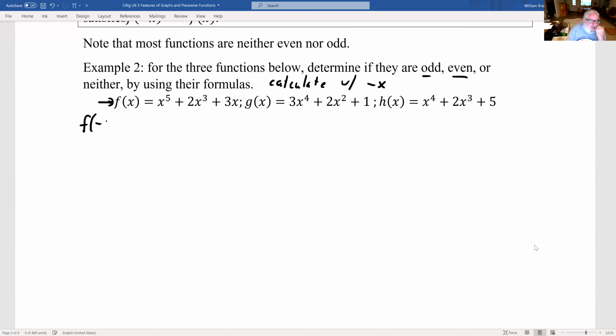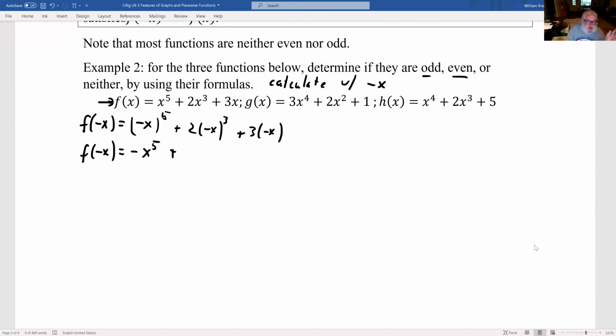So what we do is say, well, what's f of minus x? That would be minus x quantity to the 5th plus 2 times minus x quantity cubed plus 3 times minus x. What do we know about negative numbers raised to odd powers? They keep their minus signs. So this becomes minus x to the 5th. And then minus x cubed is the same thing as minus quantity x cubed times a 2. So this isn't actually going to be a plus. It'll be a minus 2x cubed. And then 3 times minus x is minus 3x.